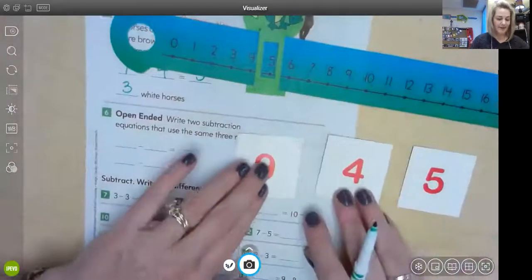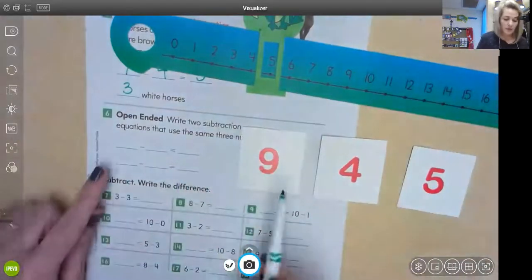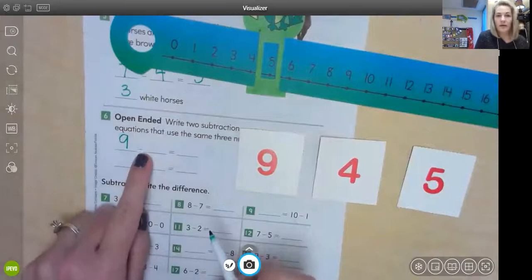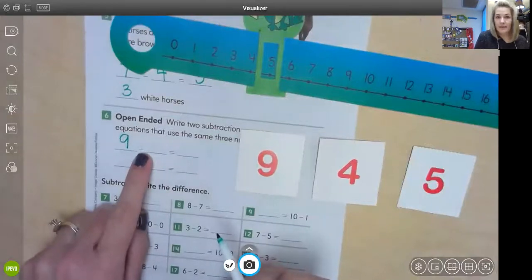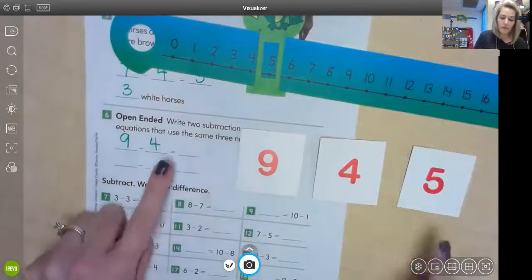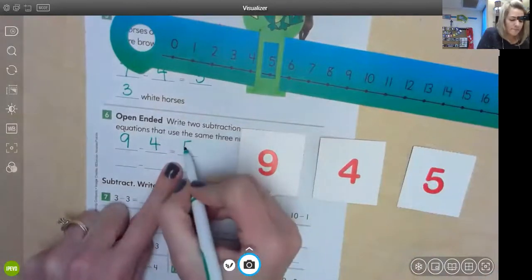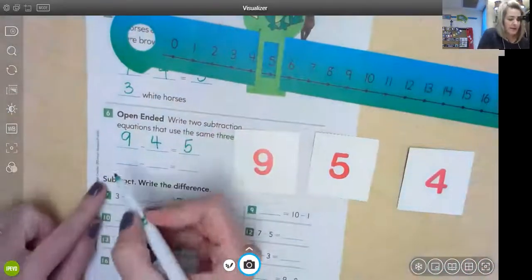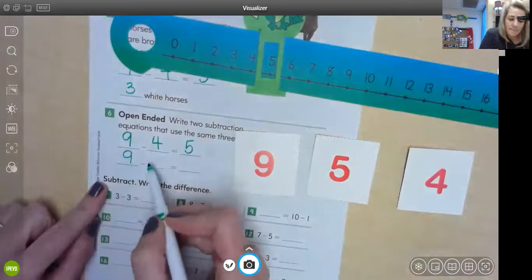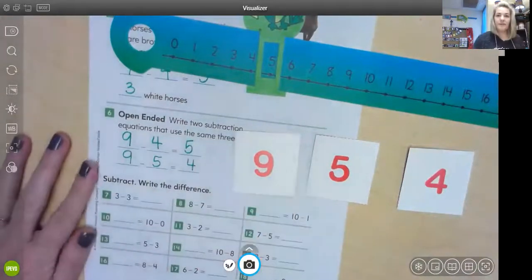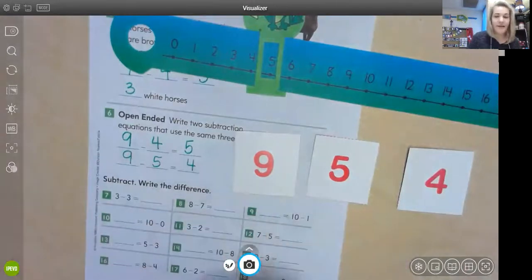Okay, I like this related fact. So let's do this one. So we're going to start with our number 9. We have to pay attention to our sign. So 9 minus 4 equals 5. And then if we switch these 2 around, it still works. We could say 9 minus 5 equals 4. Both ways, this related fact family works.